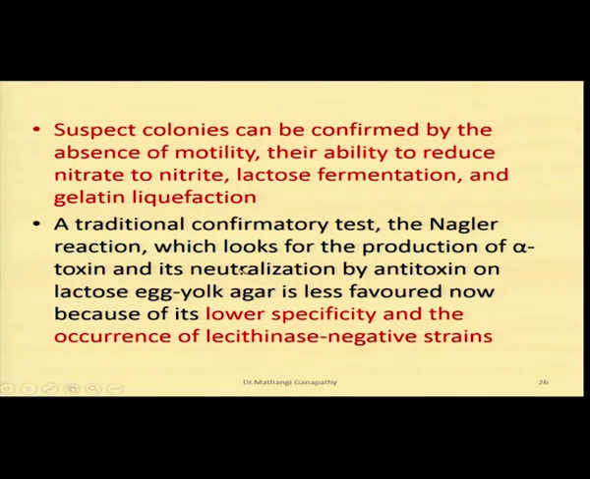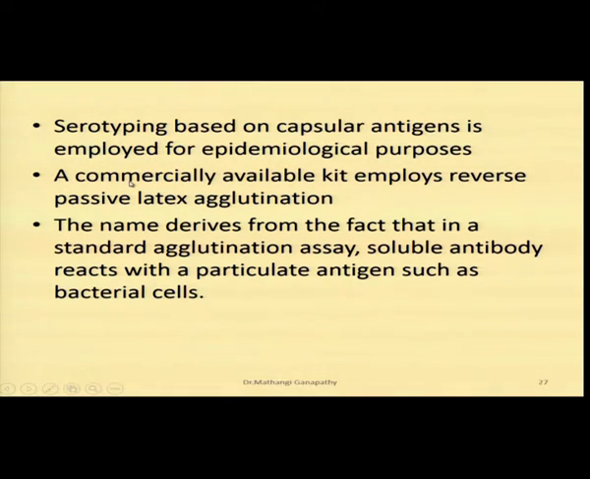Normally, in this confirmatory reaction we look for the presence of the alpha toxin, and if you add antitoxin to the medium, you will see a toxin-antitoxin complex surrounding the bacterial colony on lactose egg yolk agar. This gives positive confirmation for the presence of the organism. But the problem is the specificity of this test is low, and there are also lecithinase negative organisms present. So this test is not used these days. Serotyping based on capsular antigens is employed for epidemiological purposes.